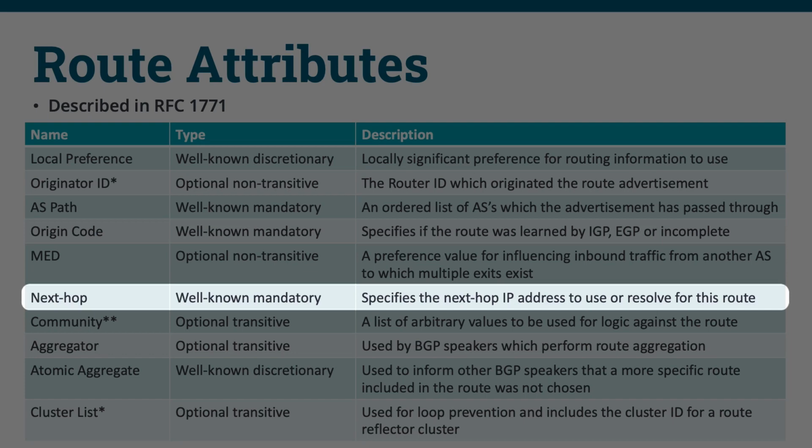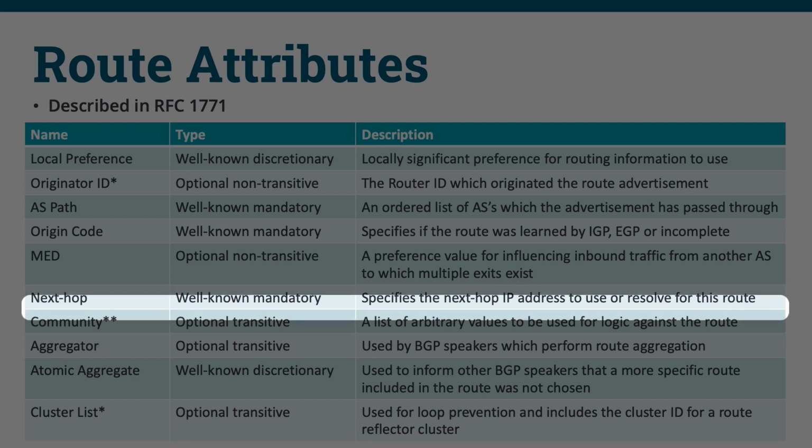Across eBGP peerings, the next hop attribute is set to the interface IP address of the advertising router. Since the next hop value is unchanged in iBGP peerings, if a route is learned via eBGP, and then re-advertised to iBGP peers, then typically additional configuration is necessary for the route to be used, since the iBGP peer will need to have a route to the interface address of the eBGP peer in order for the next hop to be reachable.